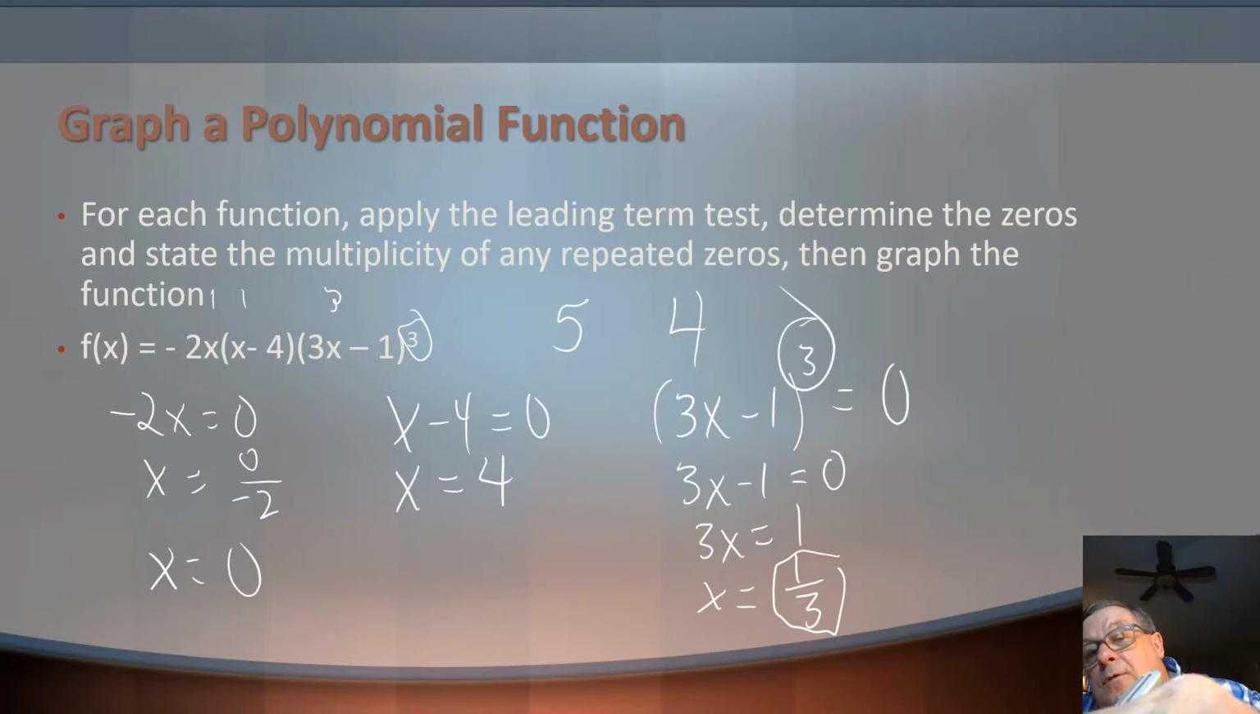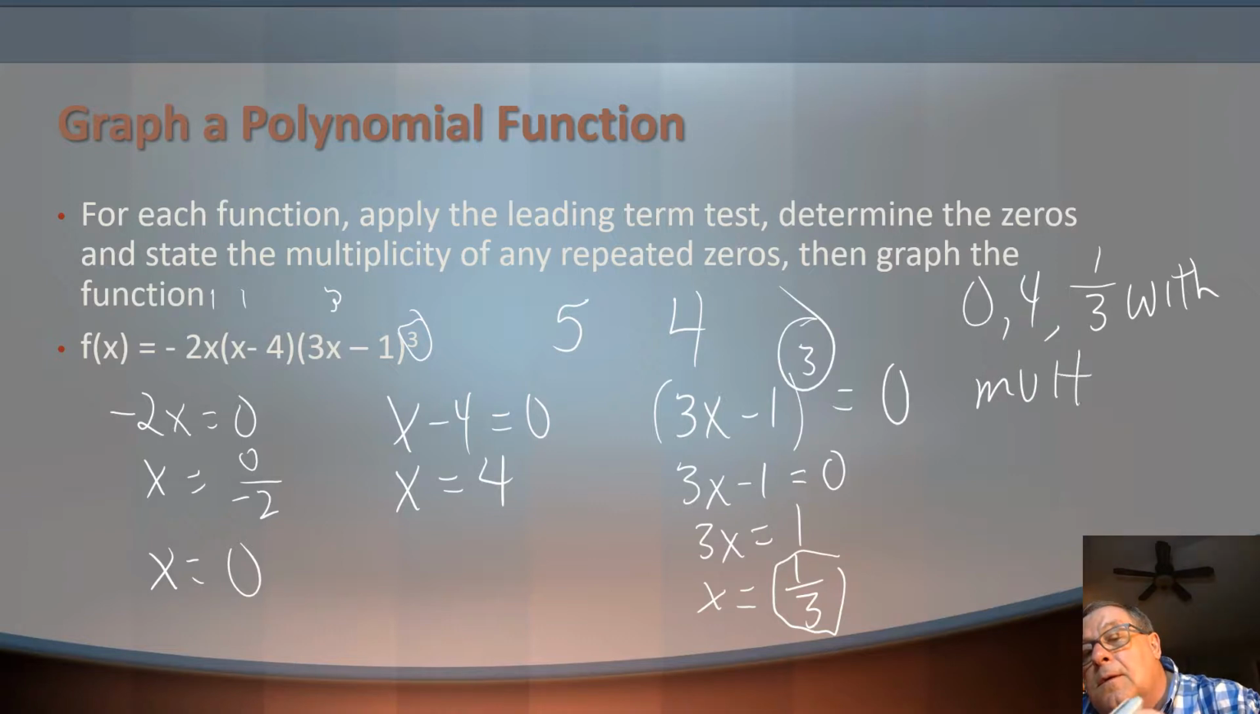So our zeros are 0, 4, 1/3 with multiplicity of 3.